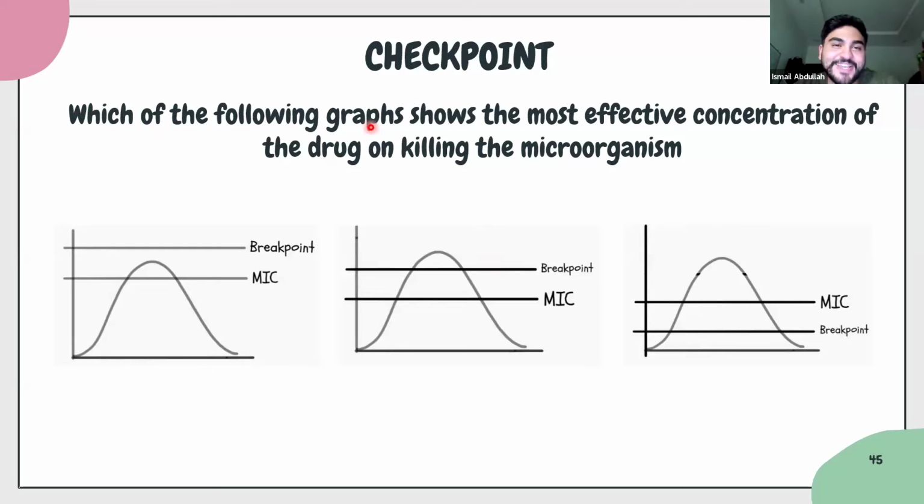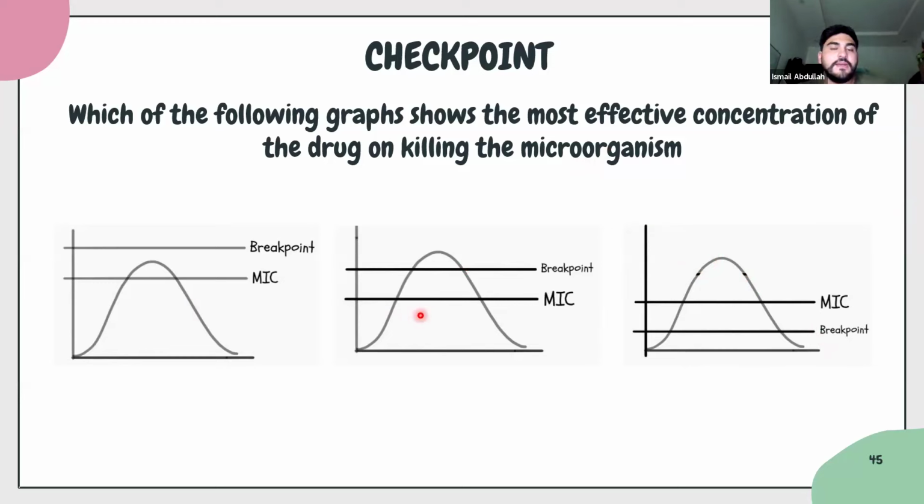Which of the following graphs shows the most effective concentration of the drug on killing the microorganism? The one in the middle. Why? Because the MIC is much lower than the breakpoint. If it's higher than the breakpoint, it would say that it's resistant, right? So C is definitely wrong.